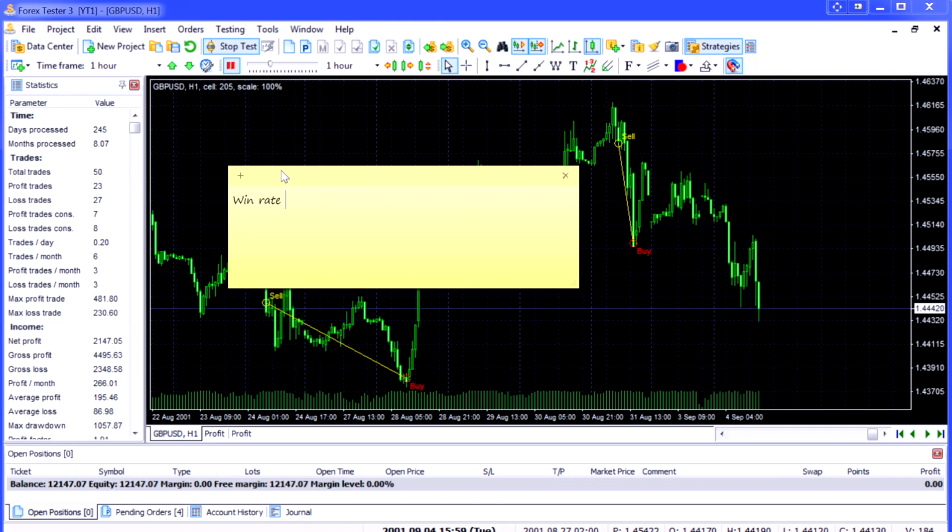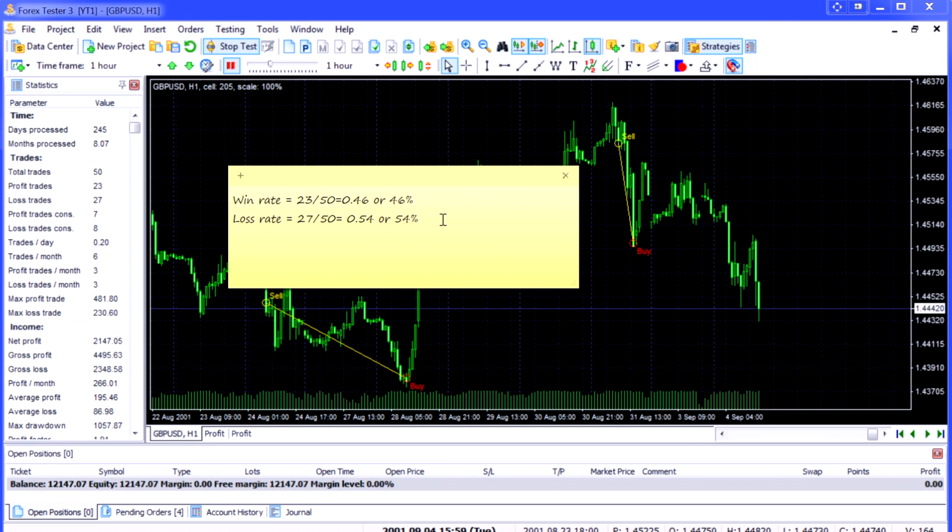So we can take this data and clearly work out what our win rate would be. Our win rate would be 23 divided by 50 equals 0.46, or 46%. And our loss rate is going to be 27 divided by the number of trades, 50, and that equals 0.54, or 54%.